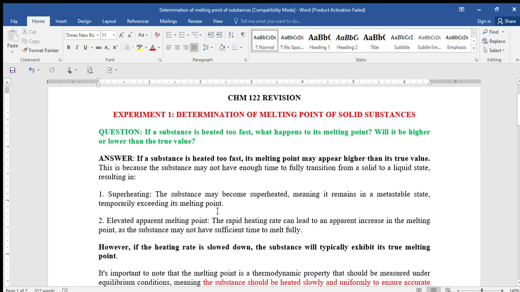Alright, for question 1. The question says, how fast do you heat the sample before the solid starts to melt when determining its melting point? Check your manual very well. How fast do you heat the sample before the solid starts to melt when determining its melting point? Now, how fast do you do that?